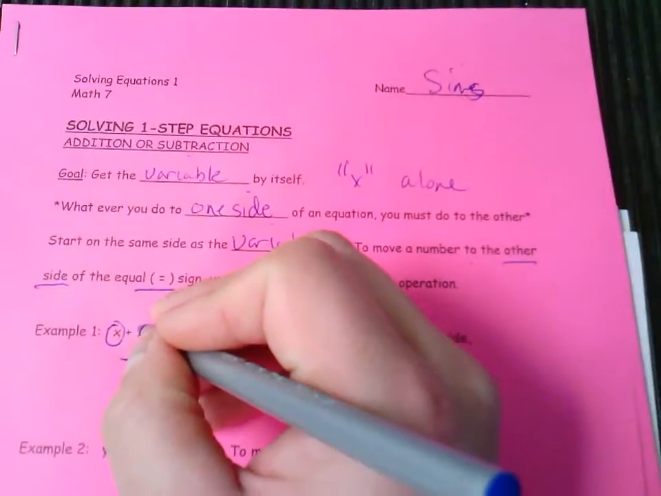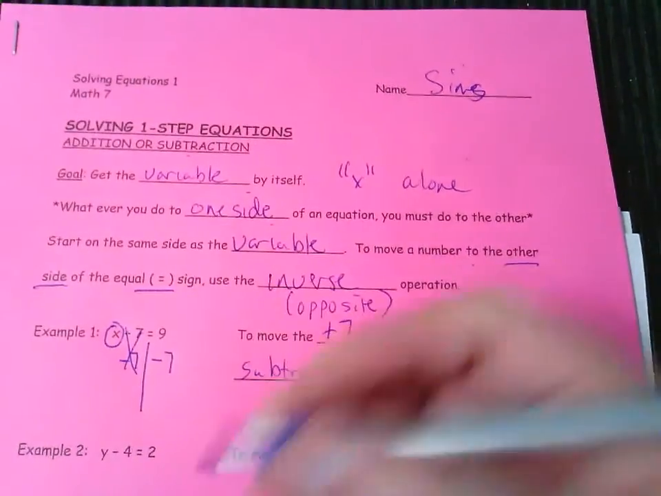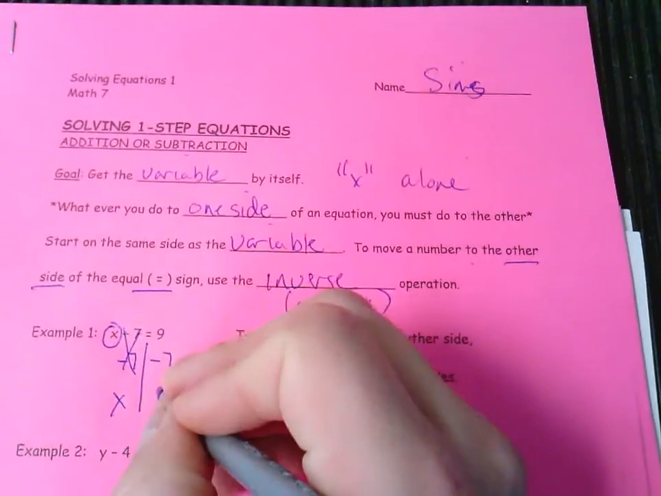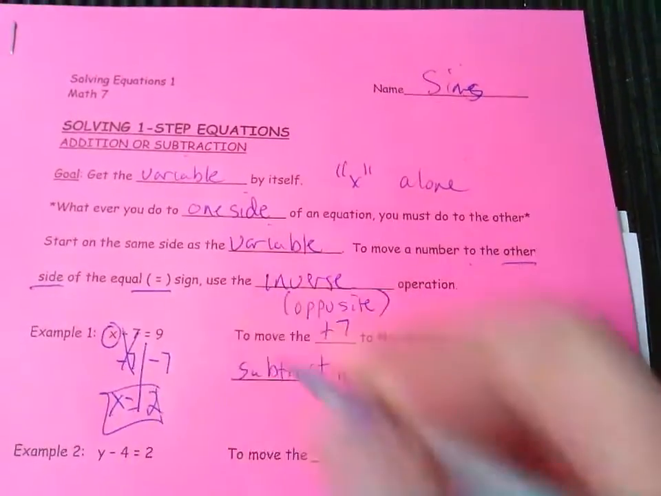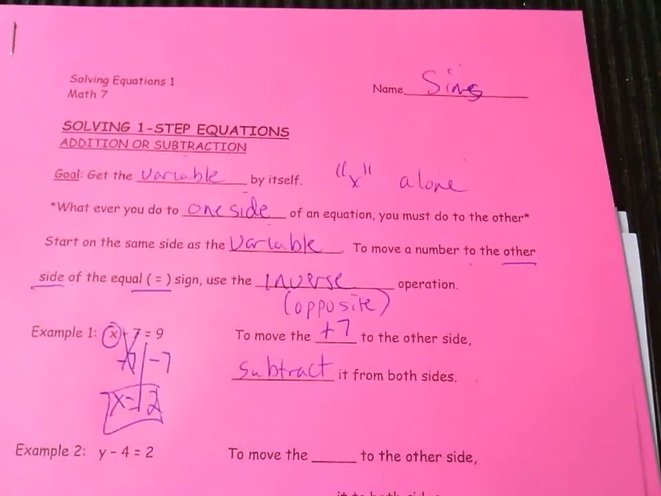Okay. And what happens is the plus 7 and the minus 7 cancel out. It's gone. X equals, and then my minus 7 is 2. So x would equal 2. All right. Showing these steps becomes very important.